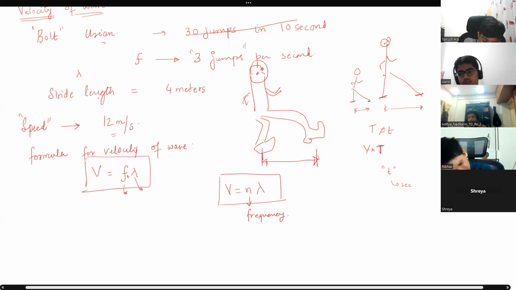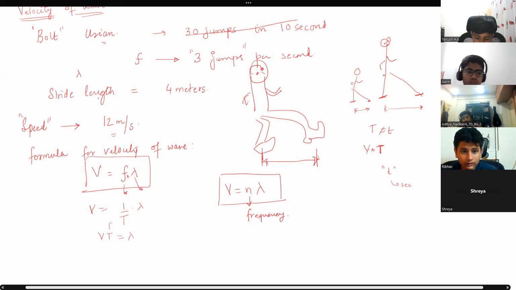Okay. So I was saying that when you say V into T is equal to lambda, while F is equal to 1 by T is true, you should be careful to know that this is not T, small t in seconds. This is capital T, time period. Time taken for one oscillation. Unit wise, it may be seconds only, but capital T is different than small t.